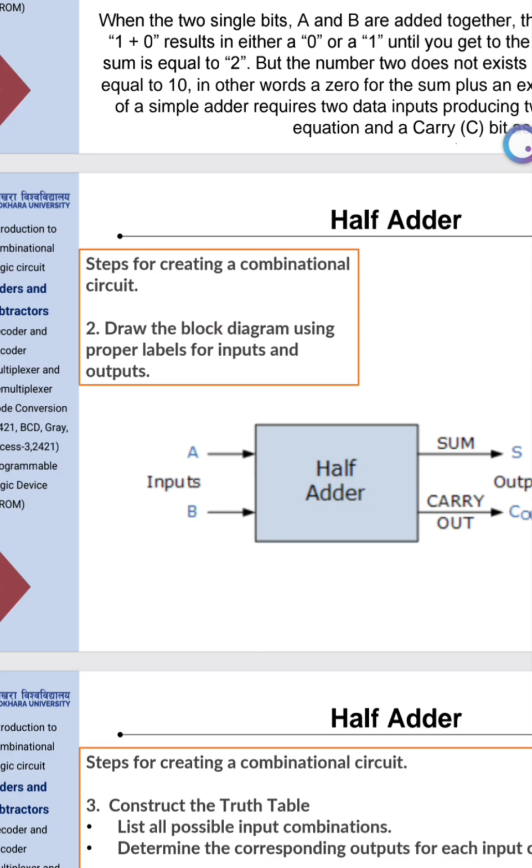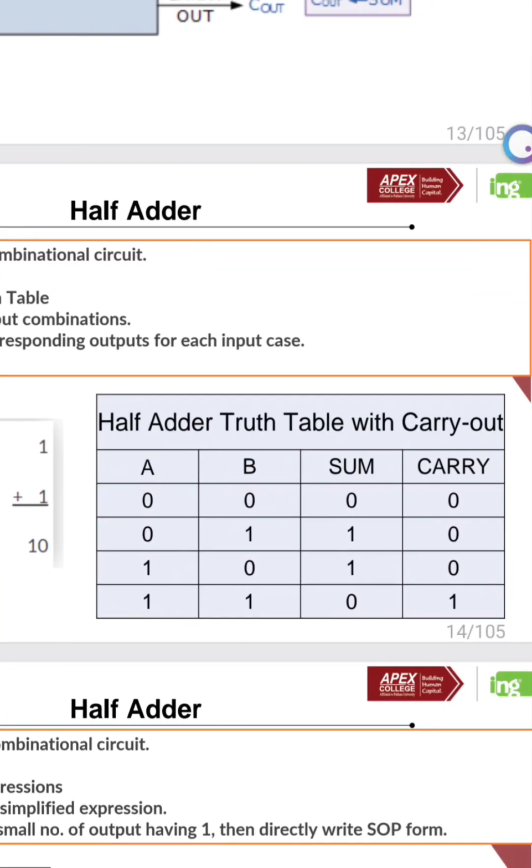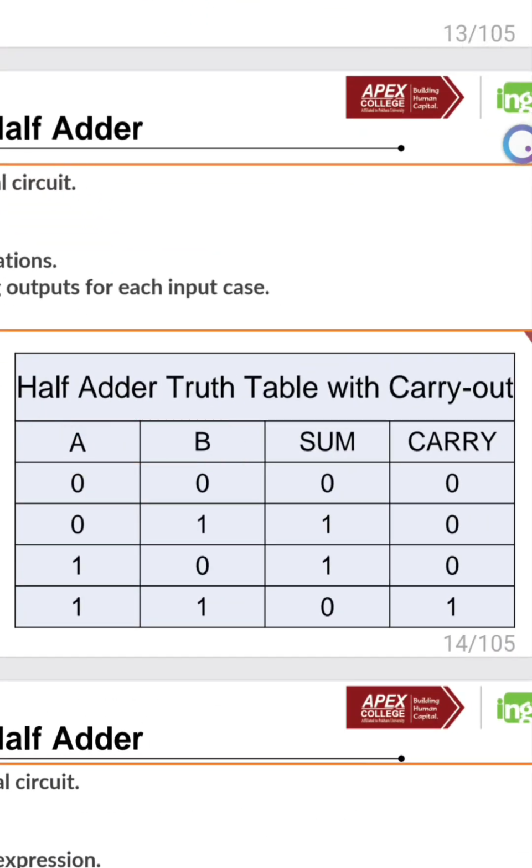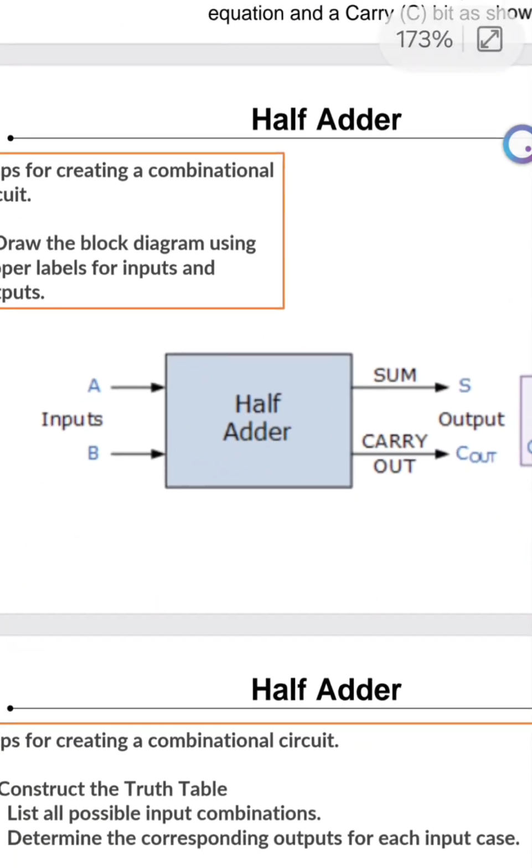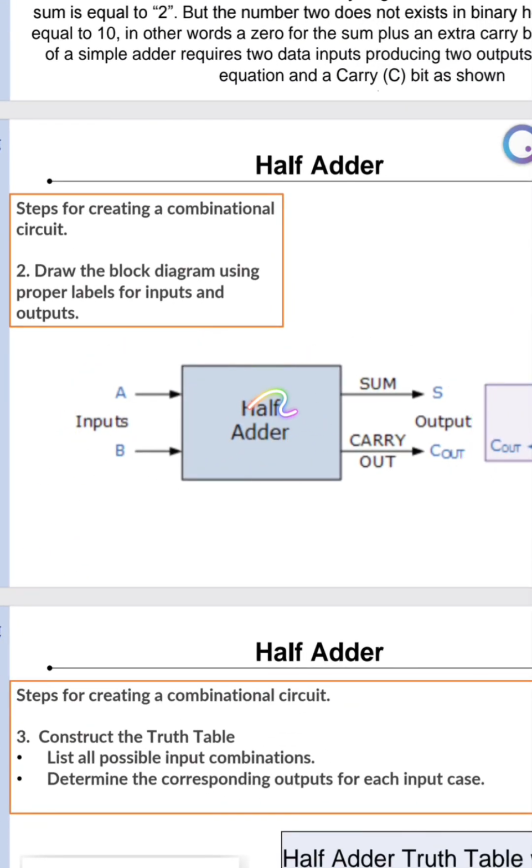Now we should move towards constructing a truth table. A truth table is basically a table showing all possible input combinations and output combinations that the circuit is going to produce. Here, A and B are our inputs, and sum and carry are going to be our outputs, which are also shown in step 2 as the block diagram. While making a block diagram, it is standard practice to write the name of the circuit inside the block and represent inputs and outputs as shown in the given figure.